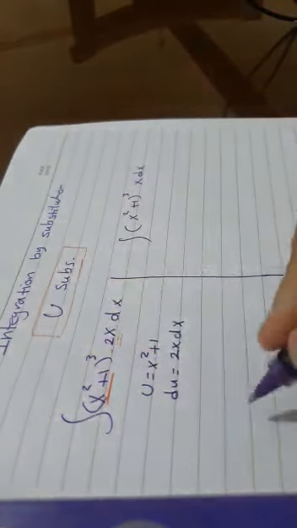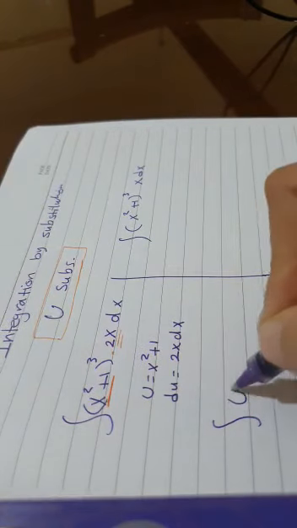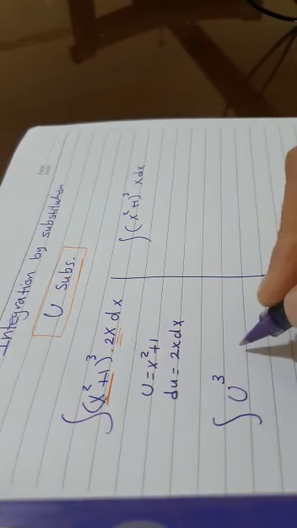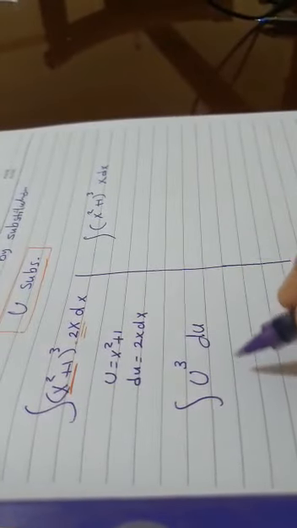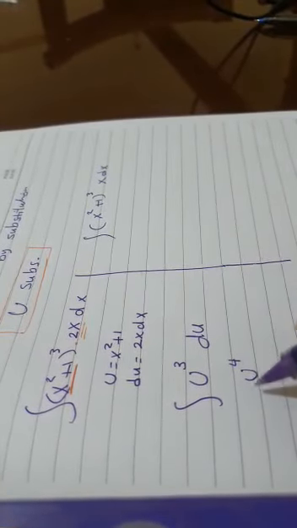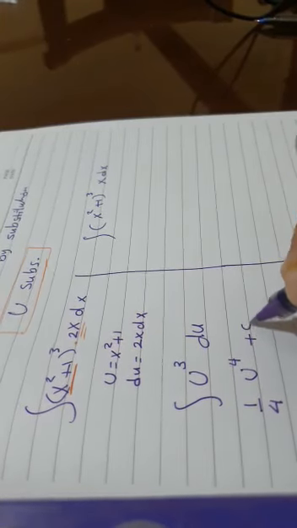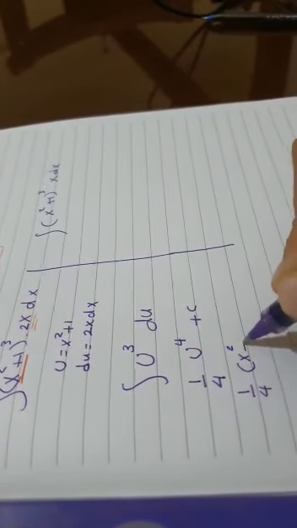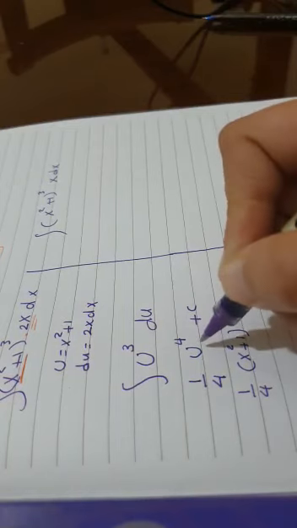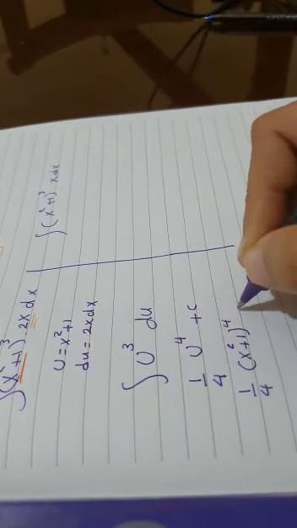Let's substitute by the u value: (x squared plus 1) cubed is u cubed, and 2x dx is du. Integrate u to the power 4, and don't forget to divide by the new power, which is 1/4, plus c. Substitute again by the x value: 1/4 (x squared plus 1) to the power 4 plus c.